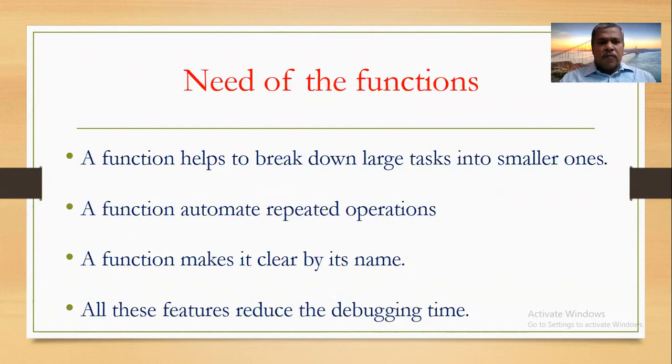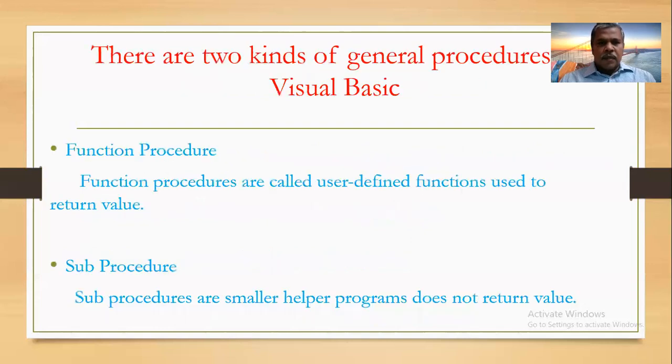Another advantage of going for functions is that repeated coding can be called again and again. No need to write the coding again and again. The same coding can be called when you make it a function. The third point is it is clear. It makes the program clear to understand. The fourth point is debugging is easy. These are the four points for going for functions.